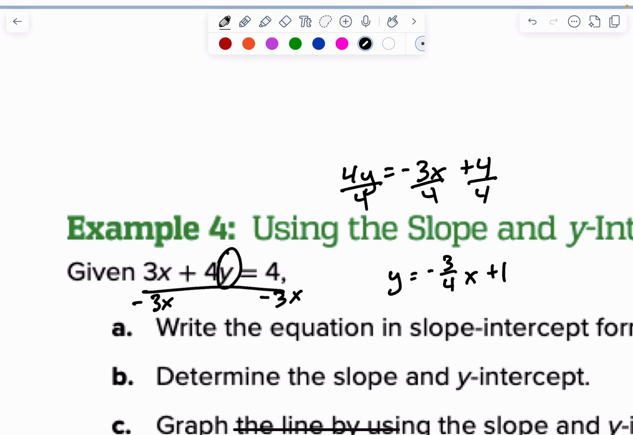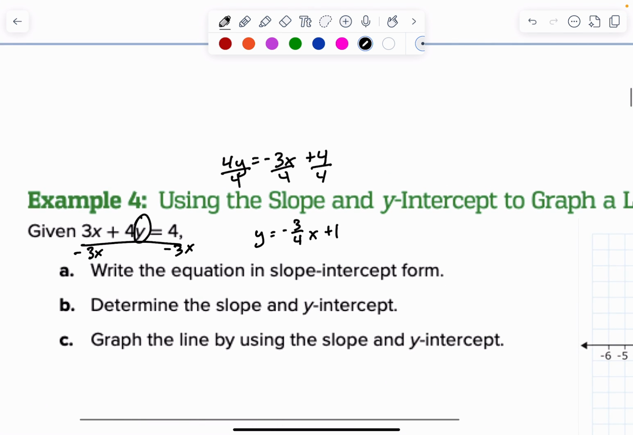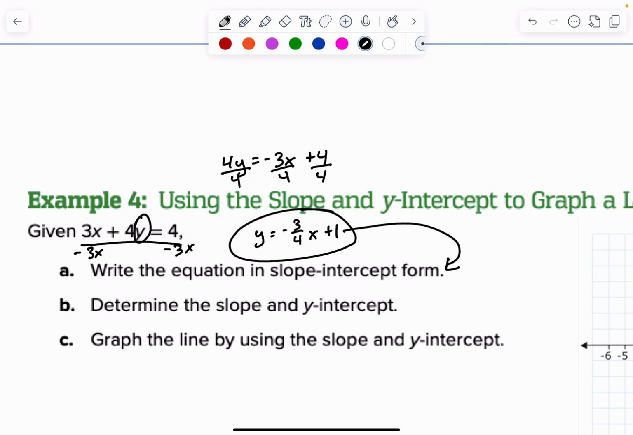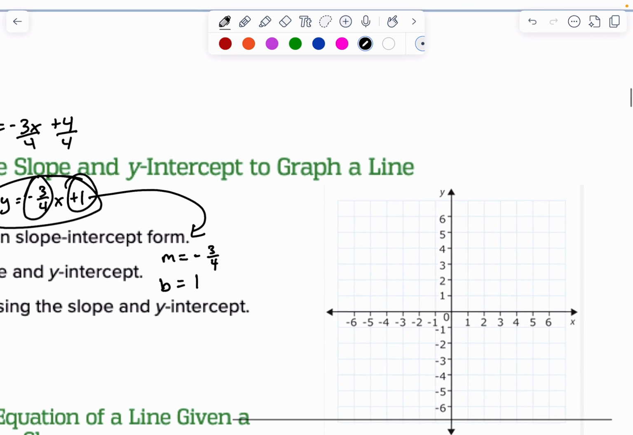There we go. Okay, now it says write the equation in slope-intercept form. Done. That's part A. Okay, B says determine the slope, and I'm going to call the slope m. M is negative 3/4, and the y-intercept I'm going to call b. B is positive 1, right? M and b, there they are. And then graph the line by using the slope and y-intercept.